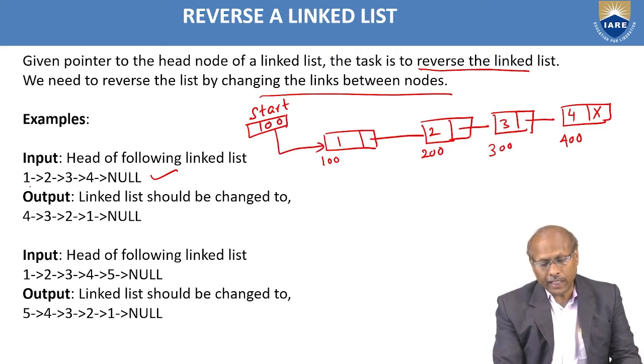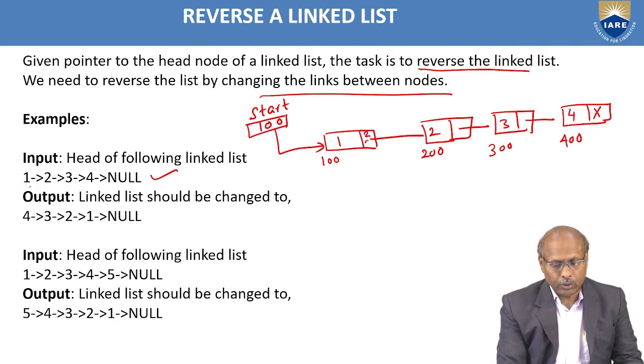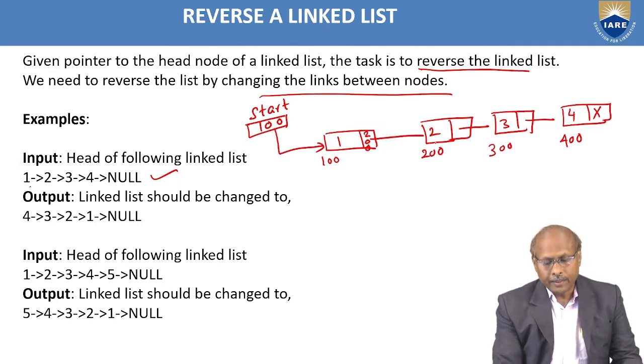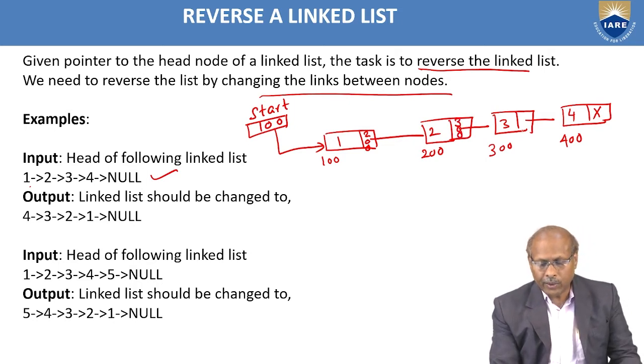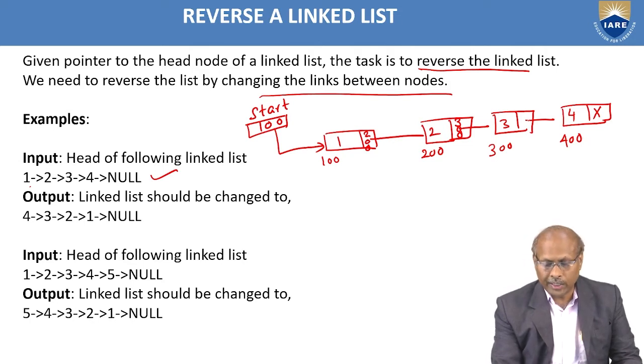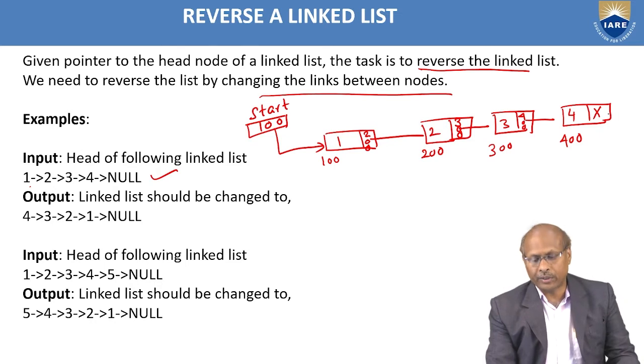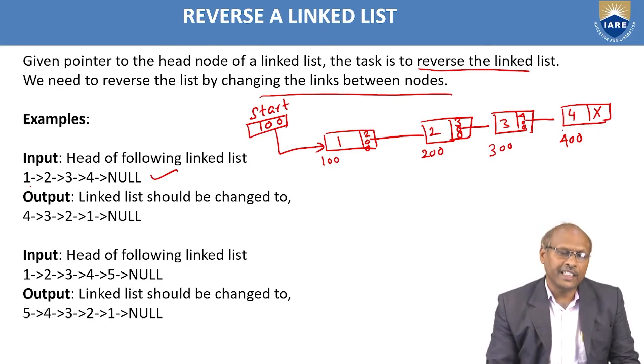My head pointer is pointing to the starting node. So now the first node is pointing to the second node. That means the first node's link is 200. Similarly, the second node is pointing to the third node, so the second node's link is how much? 300. And the third node is pointing to the fourth node, so the third node's link is how much? 400. And the fourth node is pointing to nowhere, so null. This is the way the list is created.